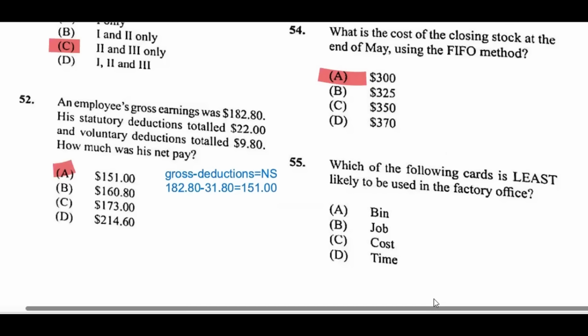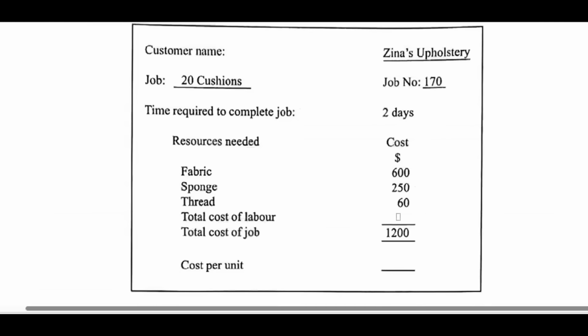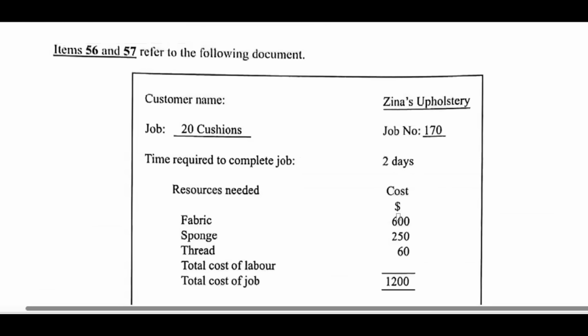Which one of these don't we use in a factory office? Do we use the job cost card? We use the job card, the job cost card. We use the time slots. What we don't use is a bin. We don't use a bin, not in a factory. Let's go to 56. This is what we actually use in a factory.